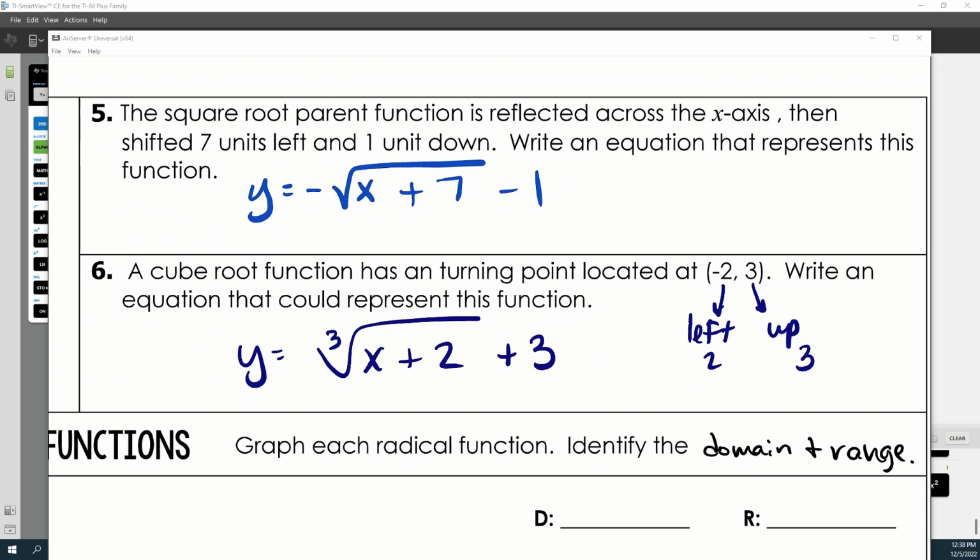All right, so to go left, you're going to add inside, and to go up, you're going to add outside. Okay, so what questions do you guys have so far?